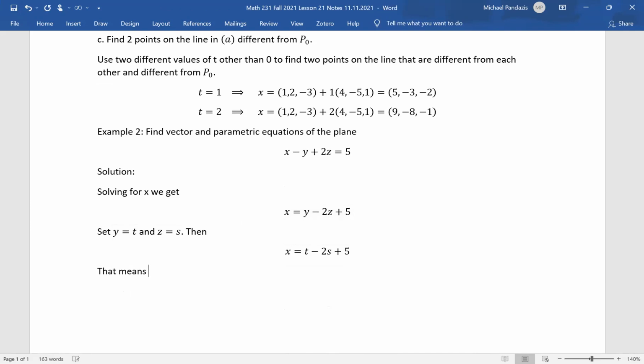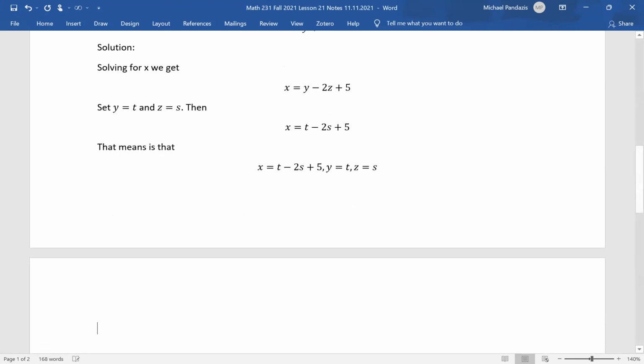Okay, so what that means is that x is equal to t minus 2s plus 5, comma, y equal to t, comma, z equal to s are parametric equations for the plane.